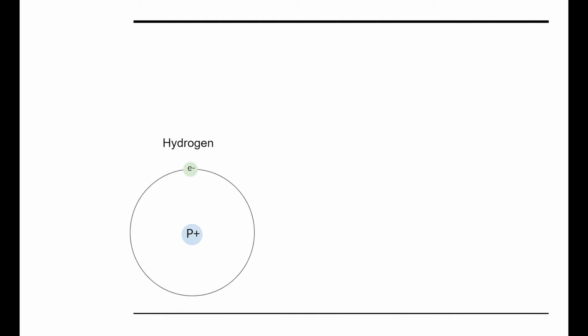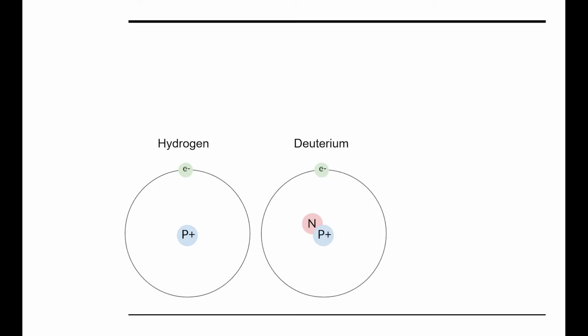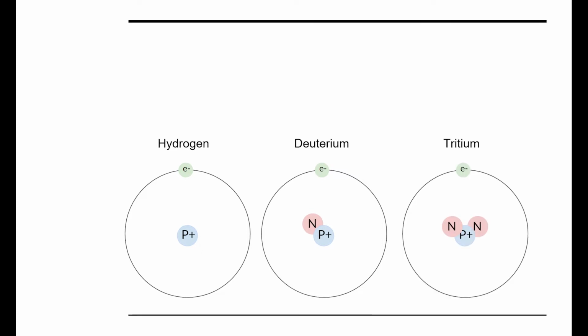Now let's look at the simplest atom, hydrogen. One proton, one electron. Let's add a neutron, and now we have deuterium. But let's add another neutron, and now we've got tritium. And tritium is radioactive because it has one too many neutrons.